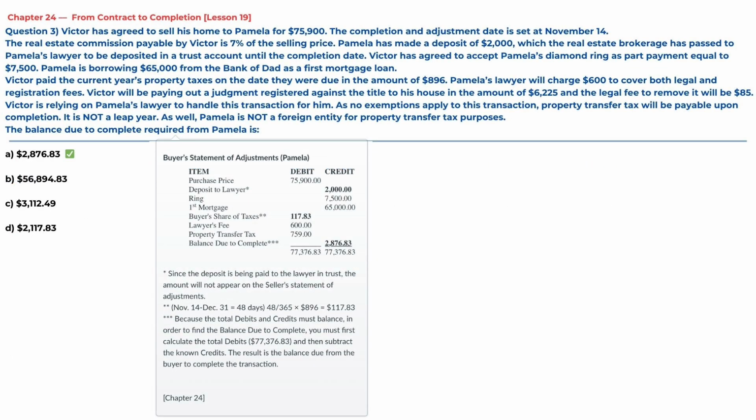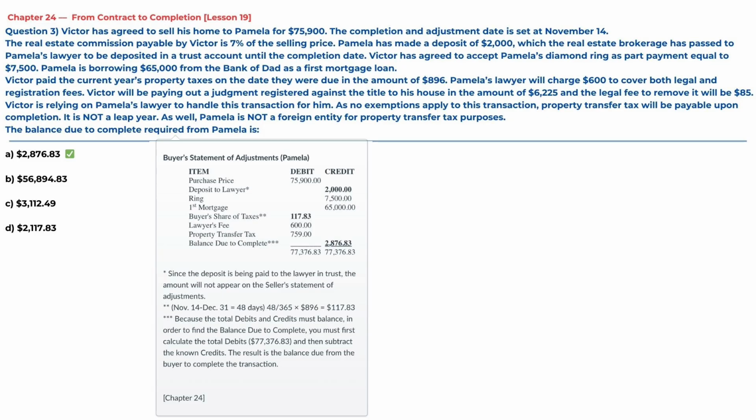Question 3. Victor has agreed to sell his home to Pamela for $75,900. The completion and adjustment date is set at November 14th. The real estate commission payable by Victor is 7% of the selling price. Pamela has made a deposit of $2,000, which the real estate brokerage has passed to Pamela's lawyer to be deposited in a trust account until the completion date. Victor has agreed to accept Pamela's diamond ring as part payment equal to $7,500. Pamela is borrowing $65,000 from the Bank of Dad as a first mortgage loan.